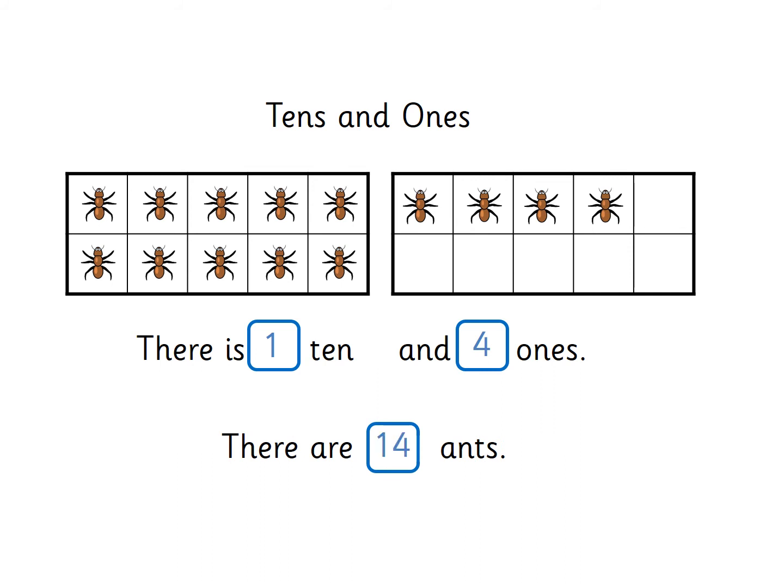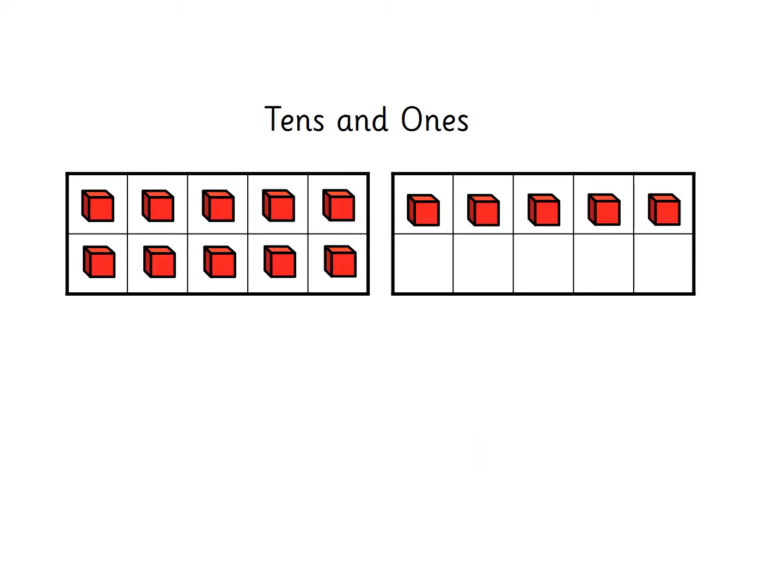So all together we have got 14 ants, and we're just putting those two digits together, look. So we've got one lot of 10 and 4. 10 and 4 is 14. There are 14 ants. Let's have a look.